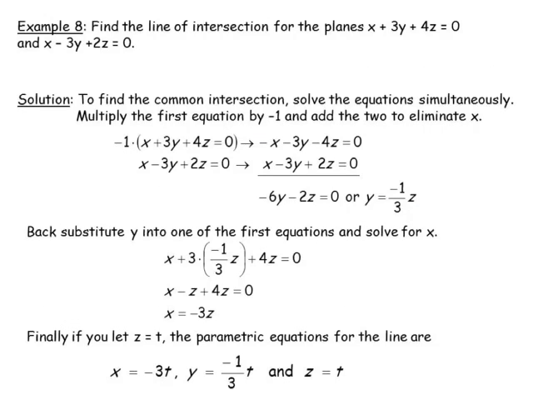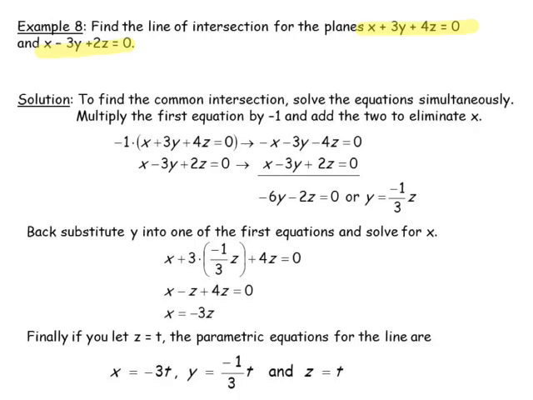So basically, our strategy for finding the line of intersection for two planes is to take our two equations and eliminate a variable so that we can write two variables in terms of the third. In this case, we have x plus 3y plus 4z equals 0 and x minus 3y plus 2z equals 0. So we're going to choose a variable to eliminate. You could do any of them. Y's would probably be a good choice. In this case, I went ahead and chose x's to eliminate.